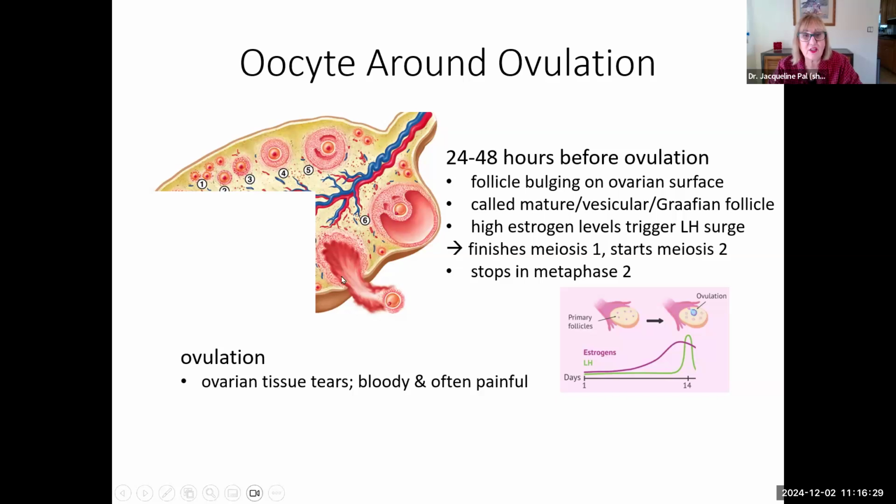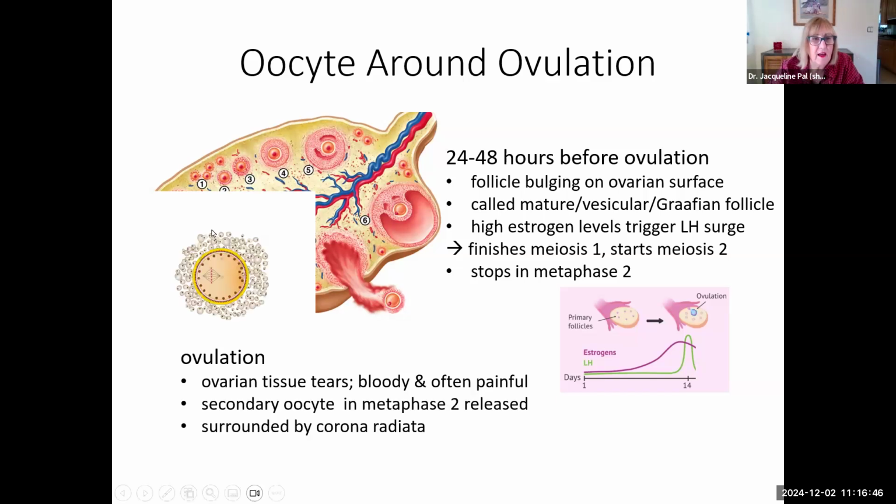So at ovulation, it's going to have to tear this ovarian stroma tissue. There's going to be blood. Oftentimes women can feel this, a twinge or two of pain. The secondary oocyte right here in metaphase 2 is released. It has the zona pellucida surrounding it, and it has the corona radiata surrounding it. Now it's tumbling around in the peritoneal fluid, feeling the currents caused by the fimbria and the fallopian tube, looking for the inside of the fallopian tube.